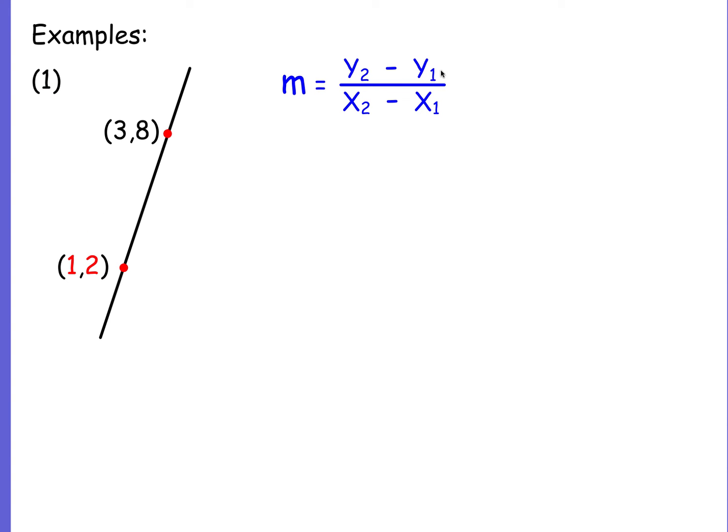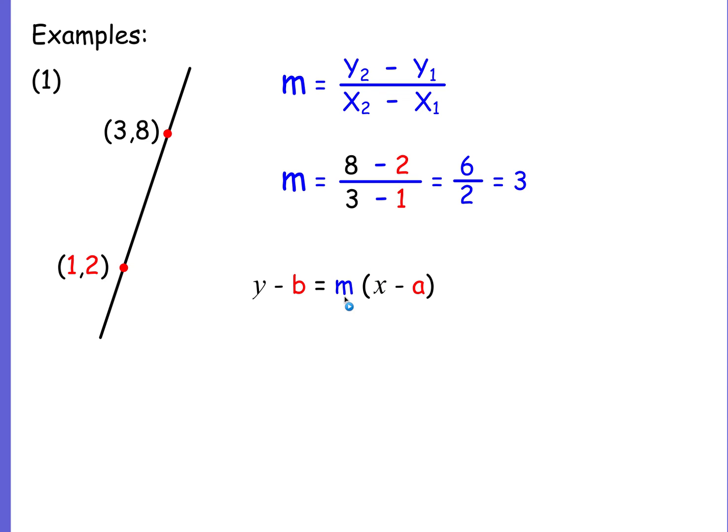That's a general rule for the gradient. And y difference over x difference. Gradient's 3. Write down the general form of the straight line and make m 3, and for the point (a, b), just pick one of these 2 points. So this one here in red, a is 1, b is 2.